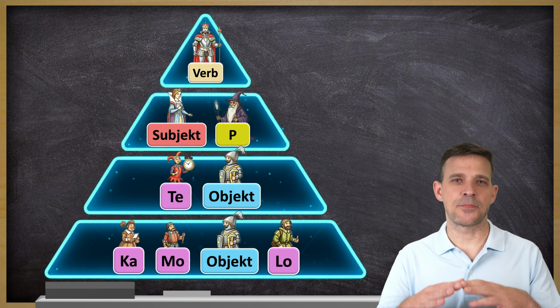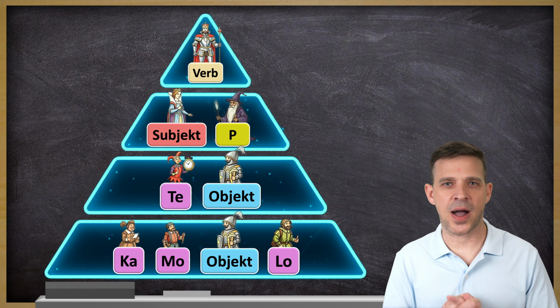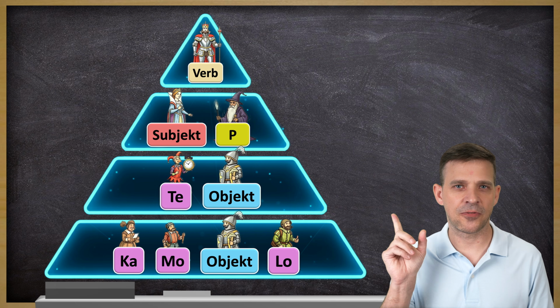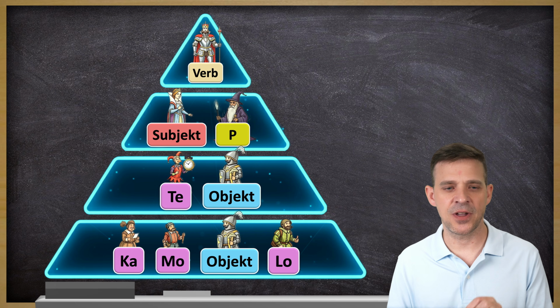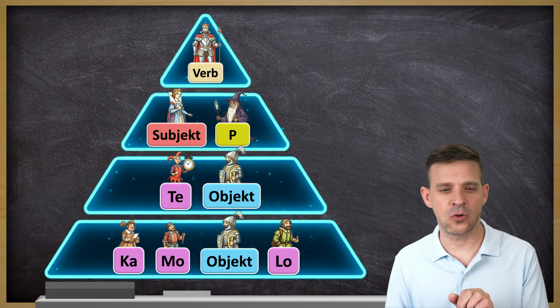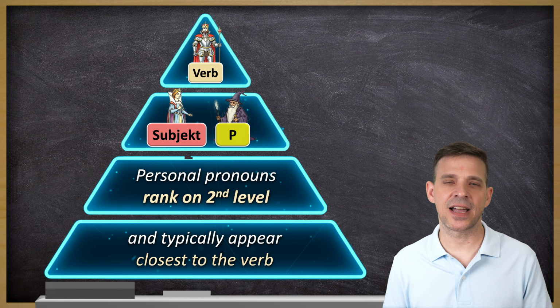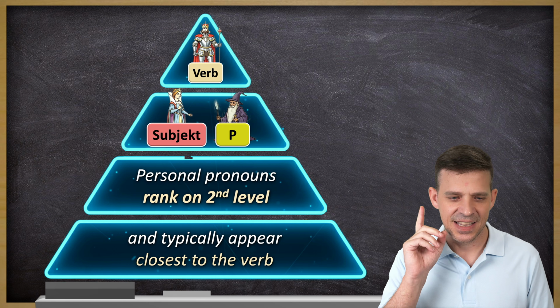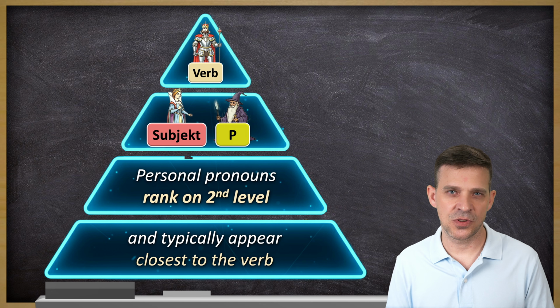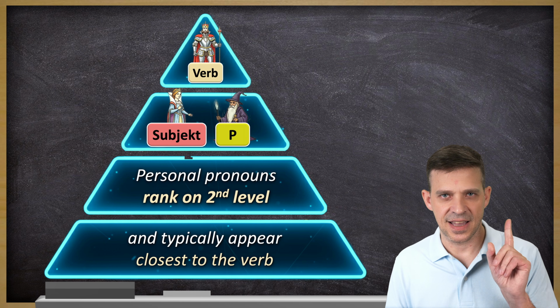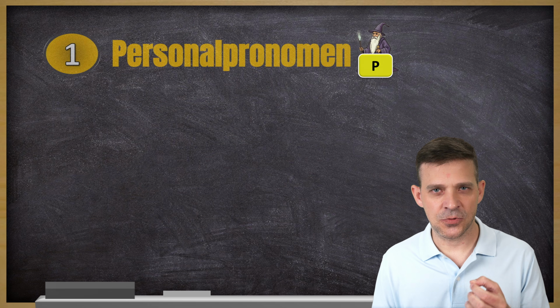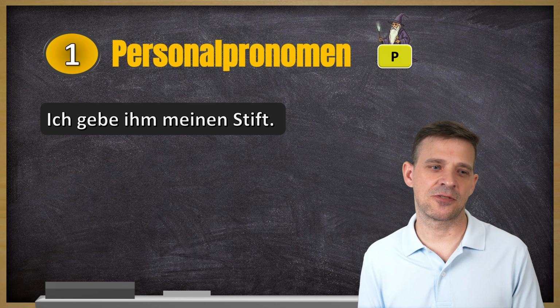Let's look at this in a pyramid of power. On top, of course, is the king, das Verb. Then we have subject und Personalpronomen on stage 2, level 2. So personal pronouns rank on the second level and typically appear closest to the verb. And this is our first rule, which we will look at in more detail: das Personalpronomen.